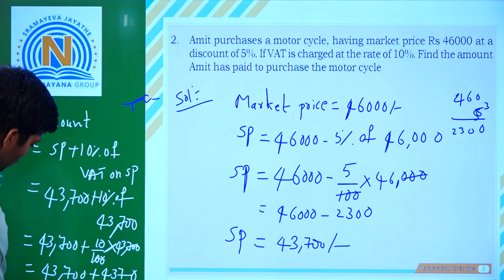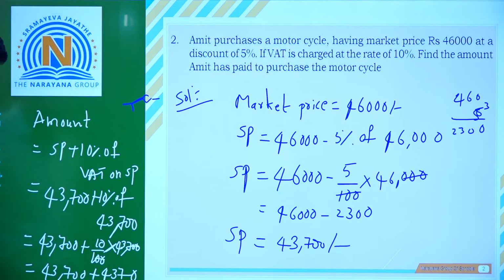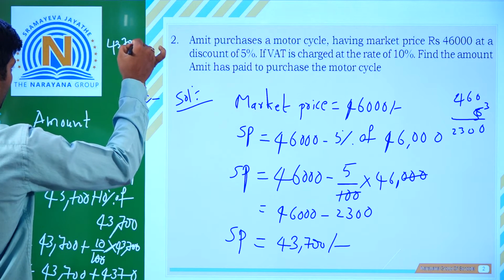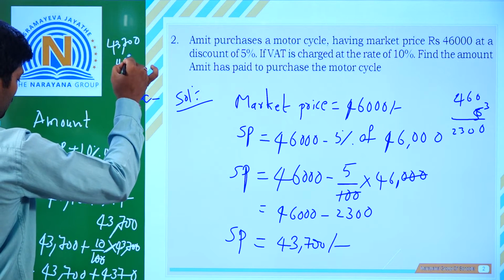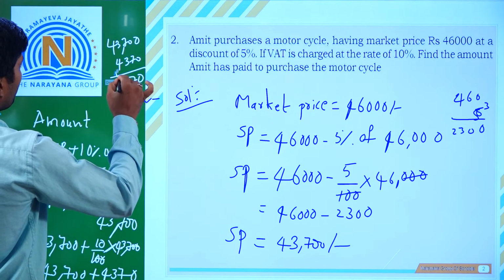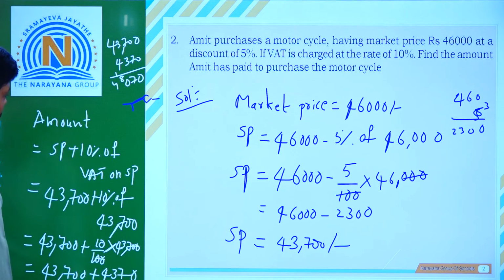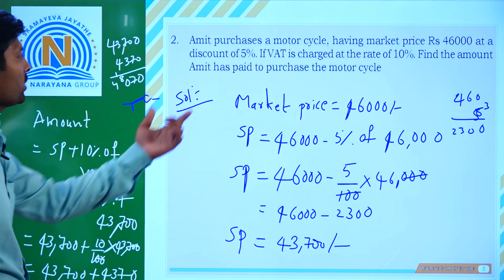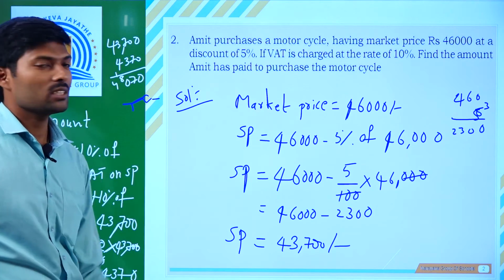The total amount will be, adding 43,700 and 4,370: 0 and 0 is 0, 0 and 7 is 7, 7 and 3 is 10, and so on, giving 48,070. This 48,070 is the total amount paid by Amit to purchase the motorcycle.